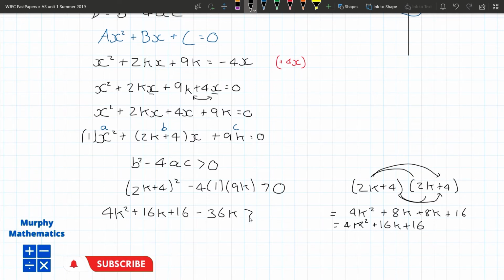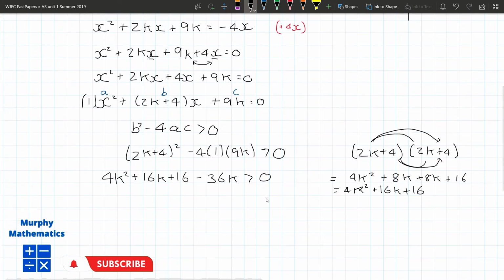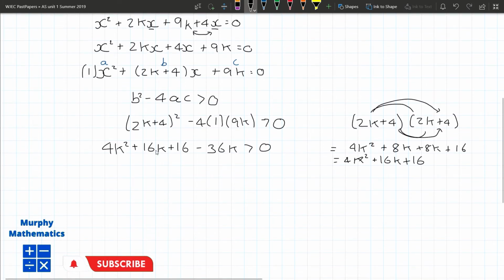We want that to be greater than 0. Okay, now let's simplify this. So what we can do is collect k's. So we've got 16k minus 36k. So we've got 4k squared minus 20k plus 16 is greater than 0. And now what I'm looking to do is factorize these.